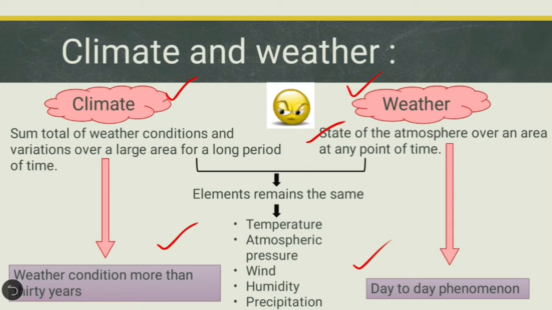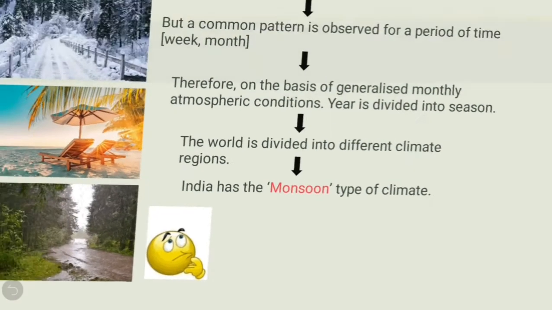Now their time period and their area will change, but the elements will remain the same. What are the elements? Temperature, atmospheric pressure, wind, humidity, precipitation. All these elements remain the same whether it is weather or climate. Only the area size and time period will change.